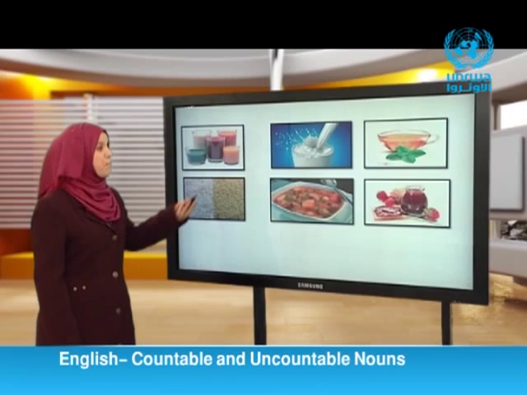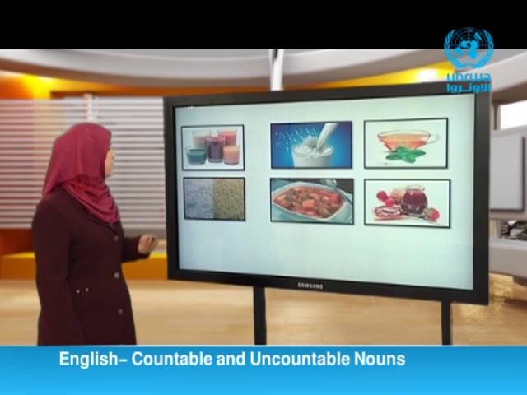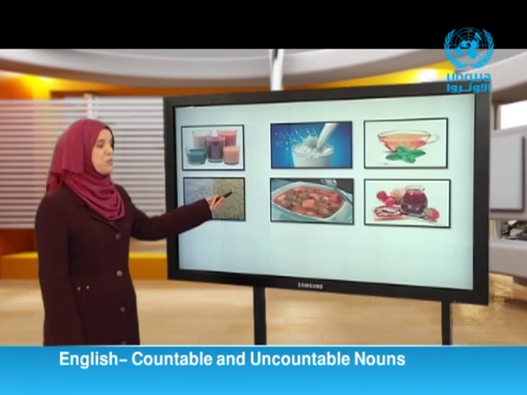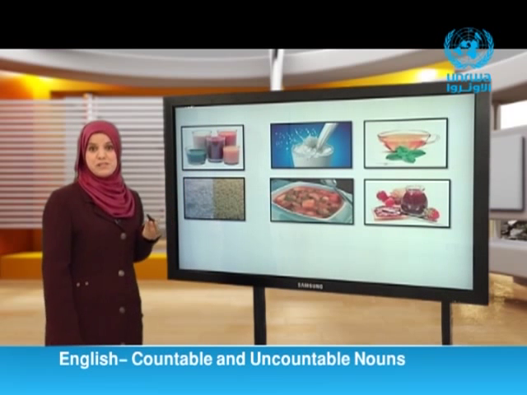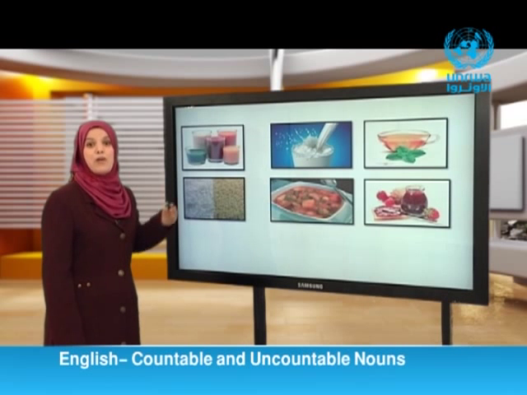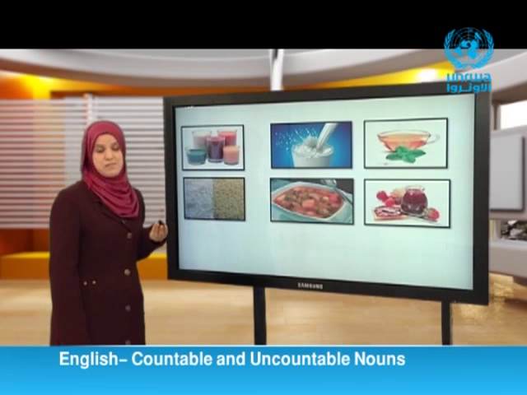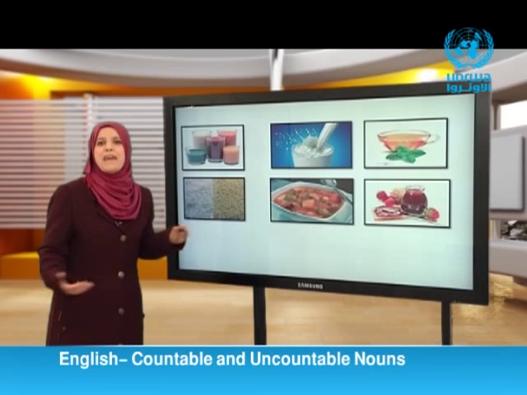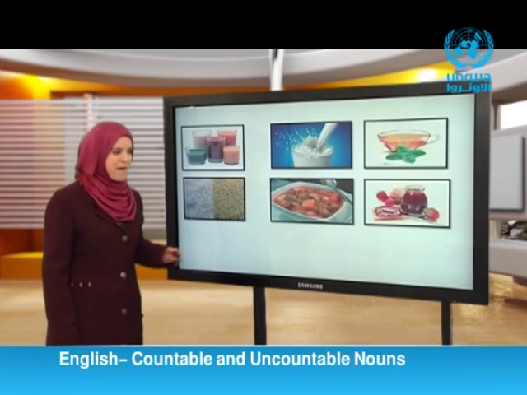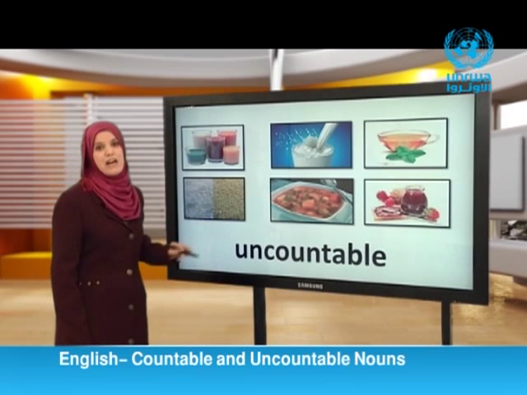Juice, milk, tea, rice, stew, and strawberry jam. Can we count juice or milk? Can we say 2 stews or 3 jams? It doesn't make sense. So some nouns cannot be counted. We call them uncountable nouns.